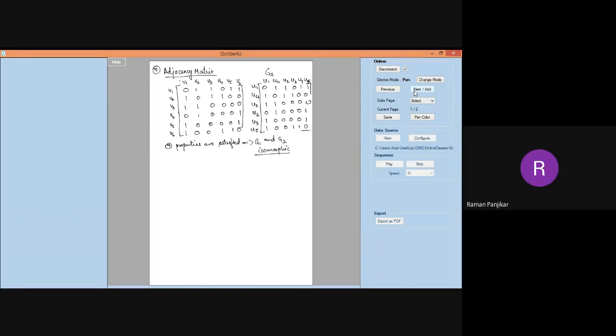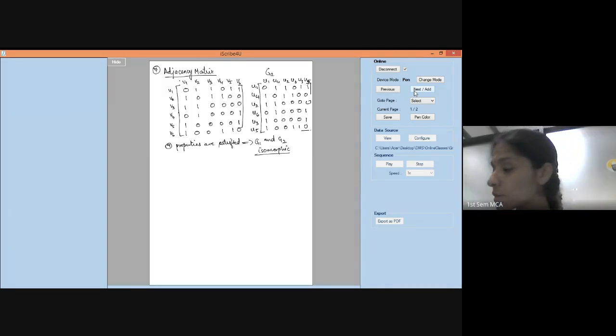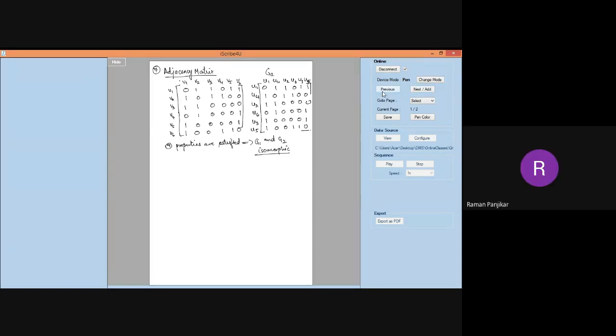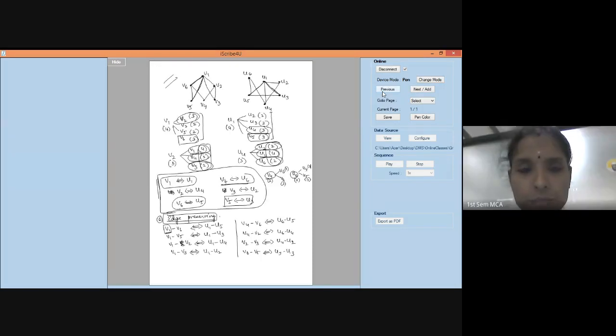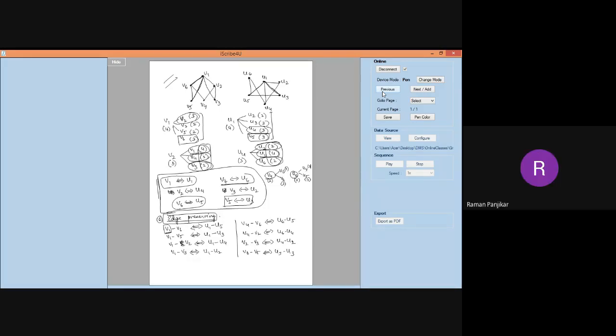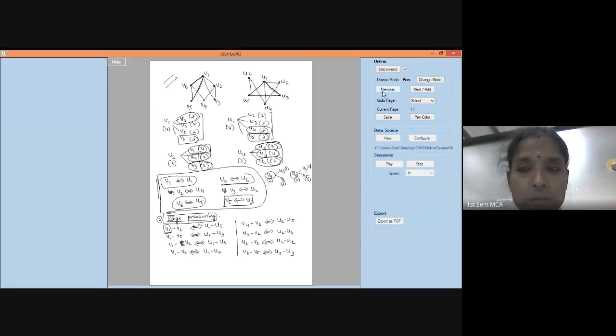There is a little doubt in edge preserving. Edge preserving is very simple. See, in case of edge preserving, are you able to see my sheet? Yes, ma'am. Edge preserving is very simple.